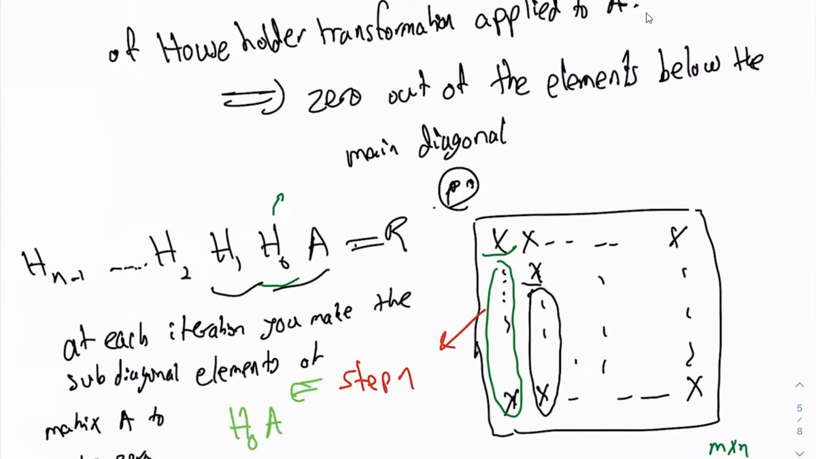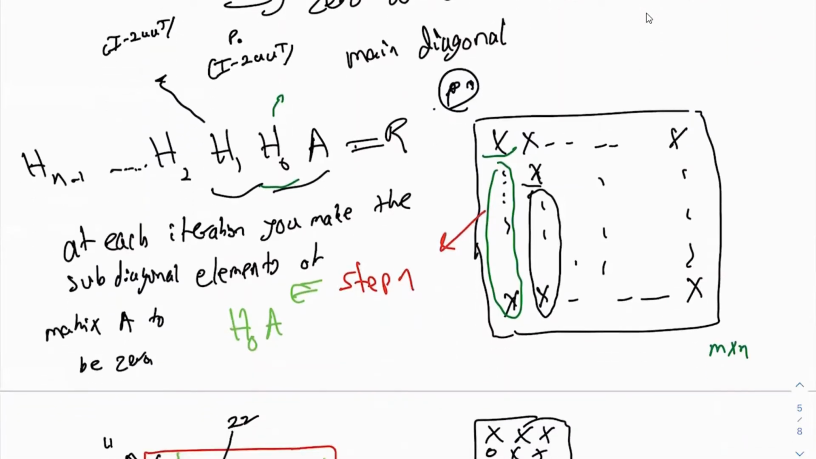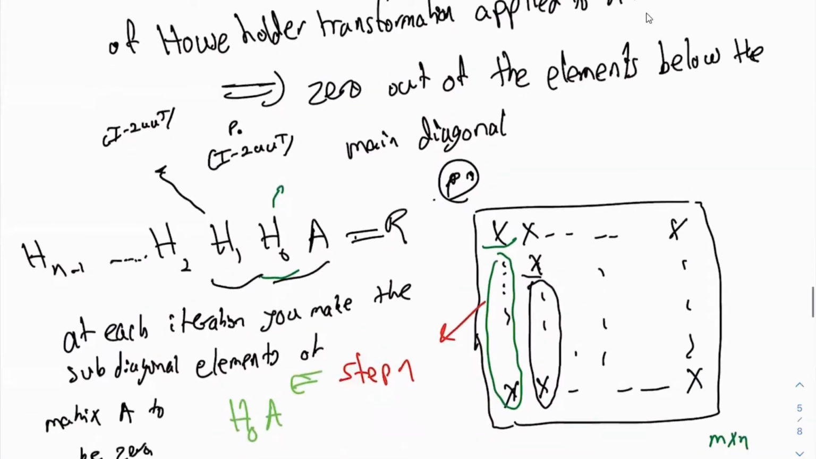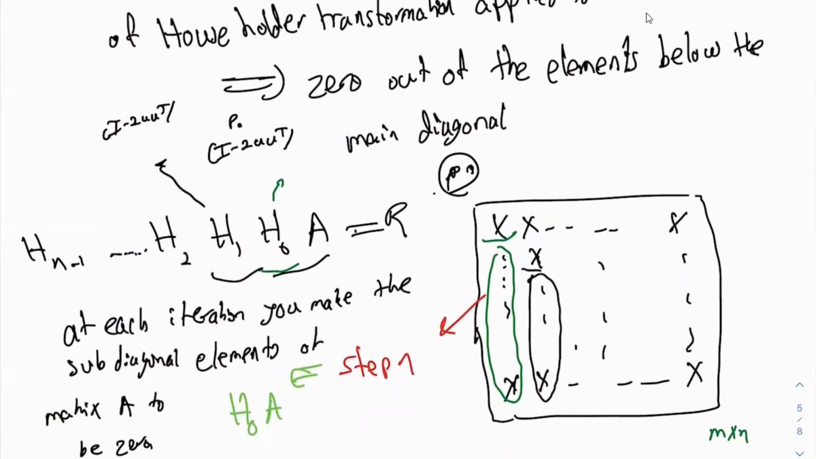Each of these, for example H0, is going to be I minus 2UU transpose for the appropriate U. H1 is again I minus 2UU transpose for an appropriate U. Now let's see what we mean by appropriate U. At each iteration, as I wrote here, you make the subdiagonal elements of matrix A be 0. For example, iteration 0 is step 1, to find H0.